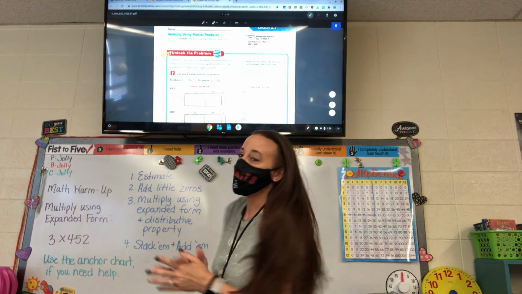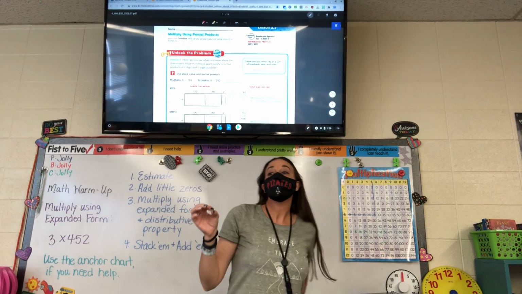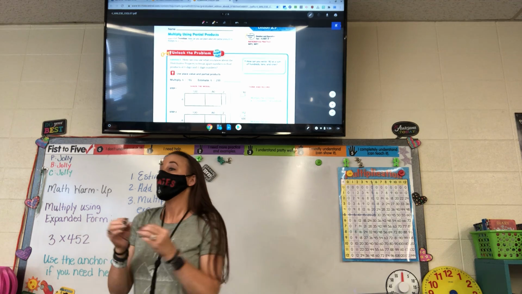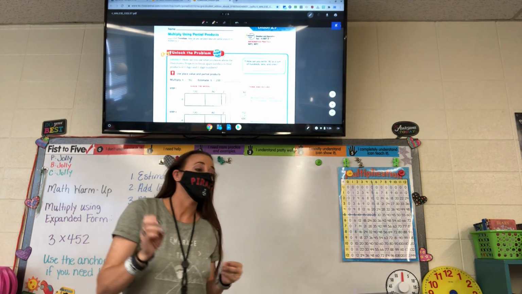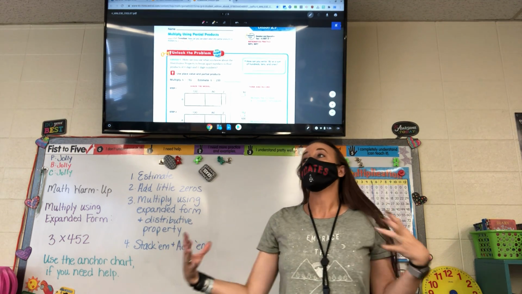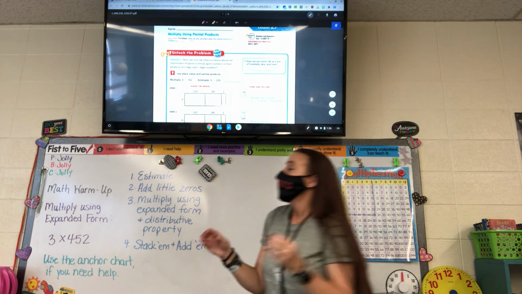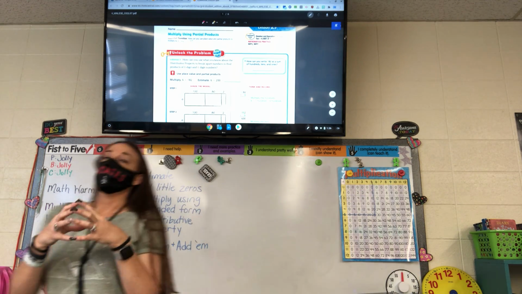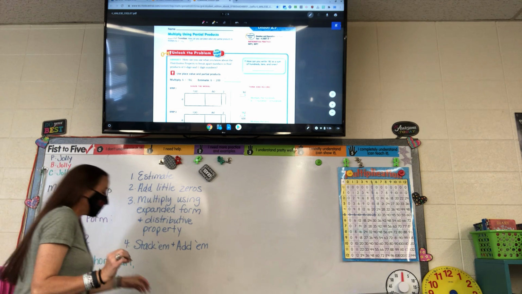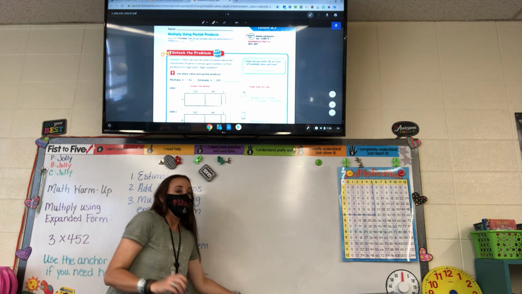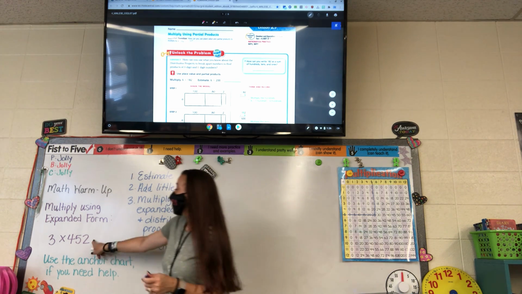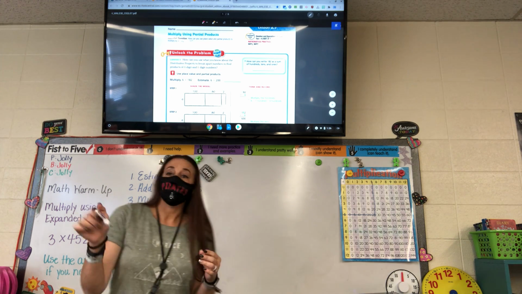All right. Today we are going to be multiplying using partial products. And it's very similar to what we did yesterday with multiplying with expanded form. They go together really well. So if you'll remember, yesterday, I'm going to really quickly review this problem. So this is how we did it yesterday.